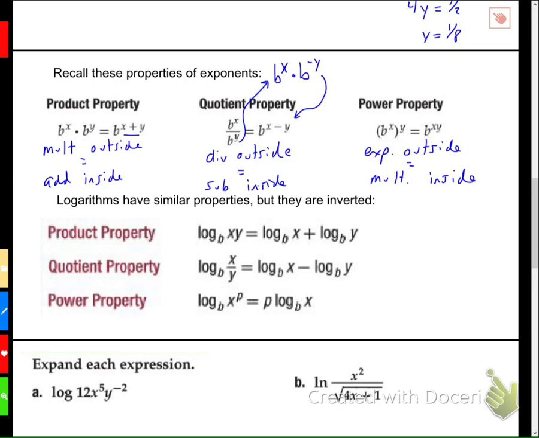When you invert a function, you swap its x's and y's, and the x is what goes in and the y is what comes out. So if you swap what goes in and what comes out, you're going to swap the outside and the inside. That ends up giving us multiplication on the inside of a logarithm is equal to addition on the outside. Similarly, division on the inside is equal to subtraction on the outside.